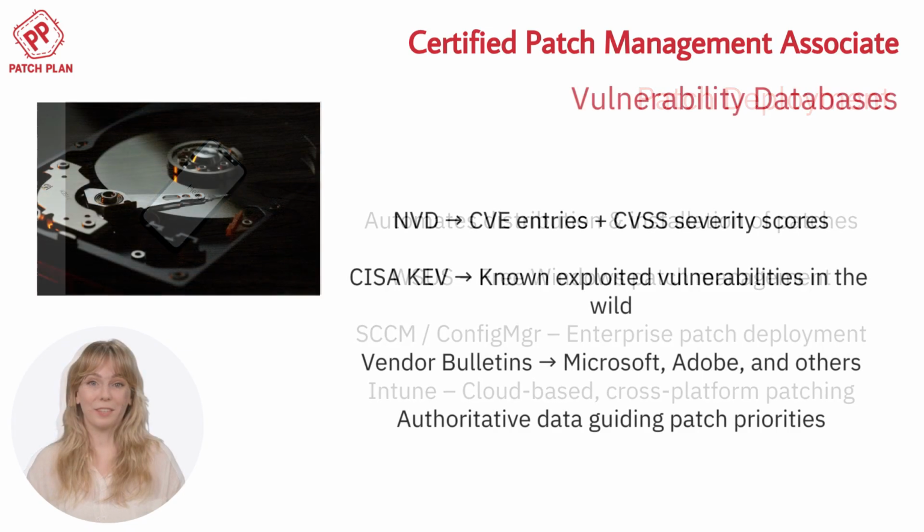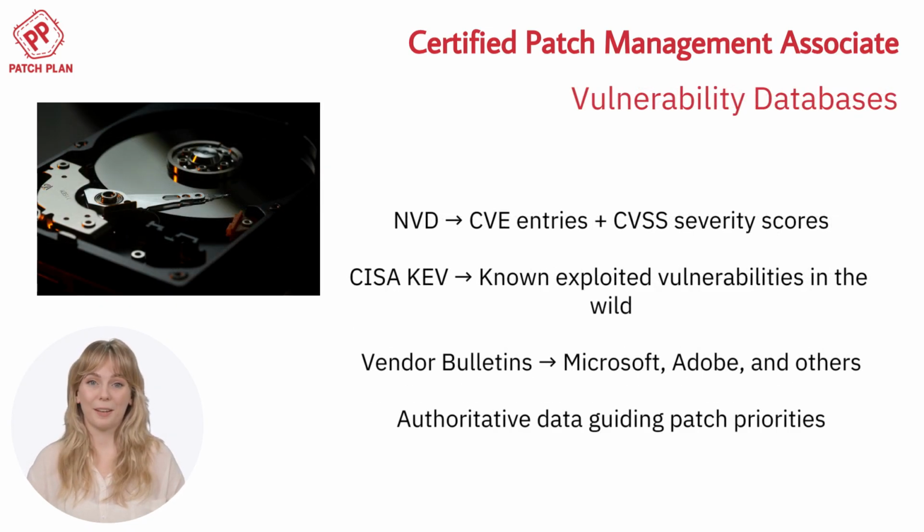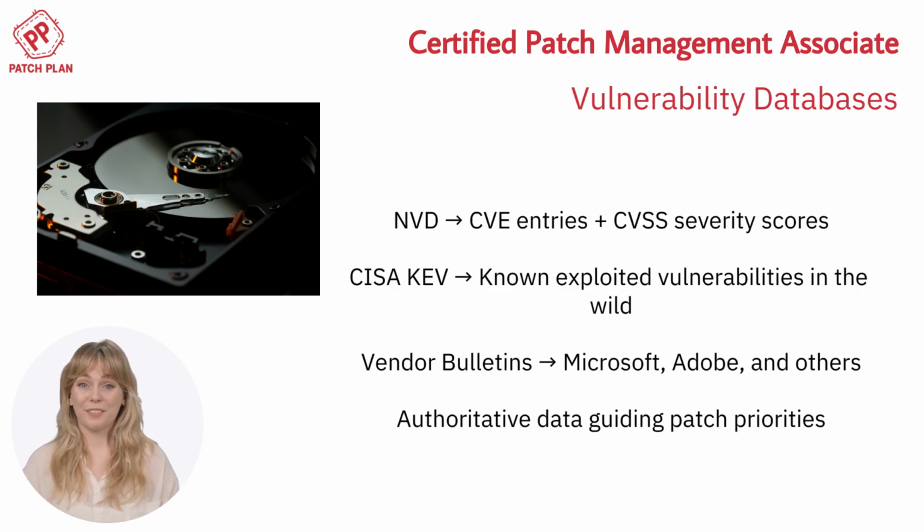Vulnerability databases and feeds provide the authoritative data that both tools and practitioners rely on. The most widely used is the National Vulnerability Database, or NVD, maintained by the U.S. government. It catalogs CVE entries and assigns CVSS scores to measure severity. Another critical resource is the CISA Known Exploited Vulnerabilities Catalog, or KEV list, which highlights flaws already being actively targeted in the wild. These represent top patching priorities.